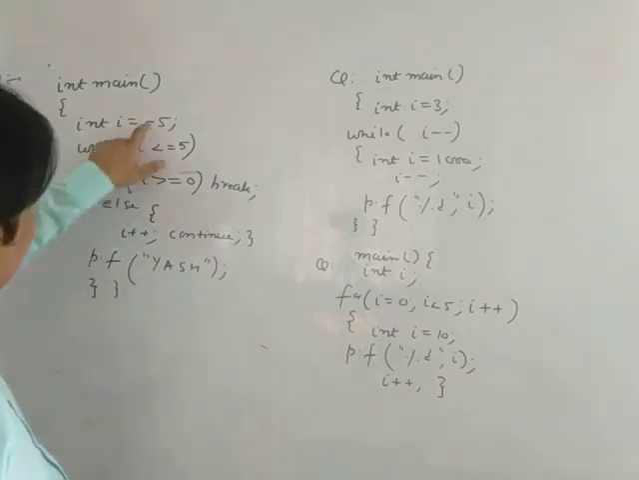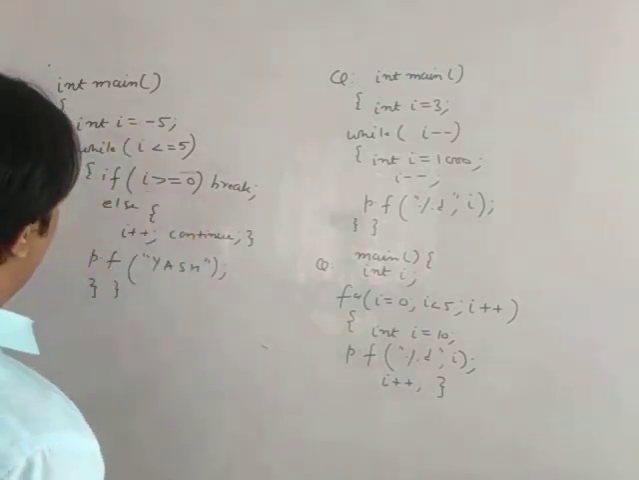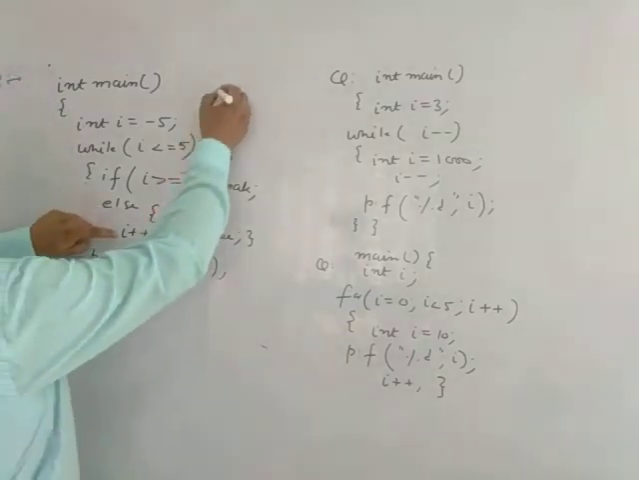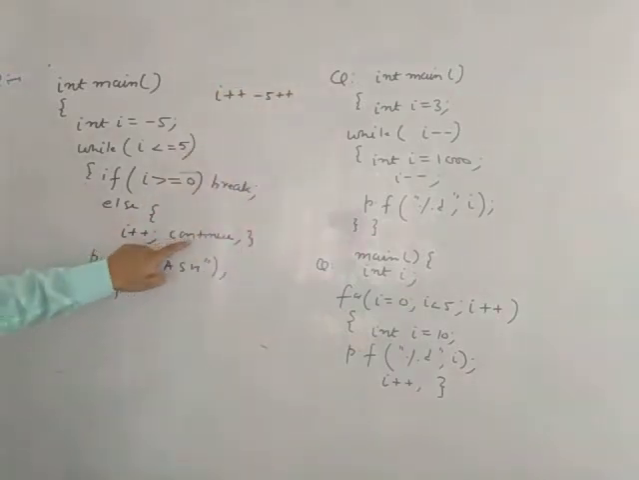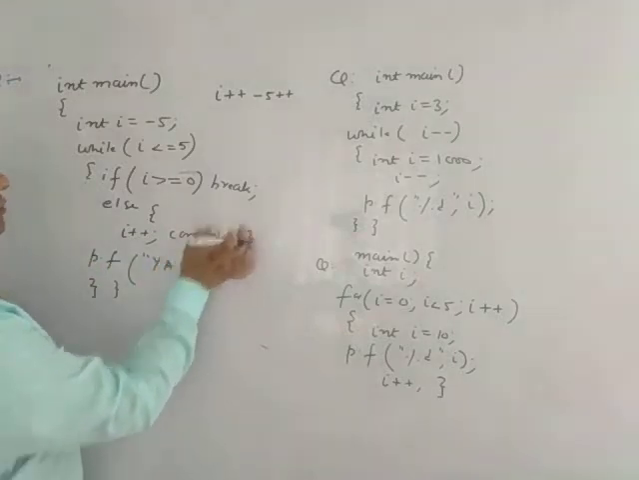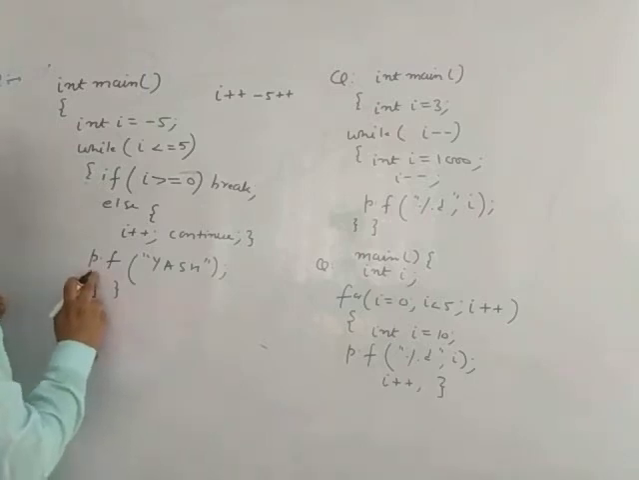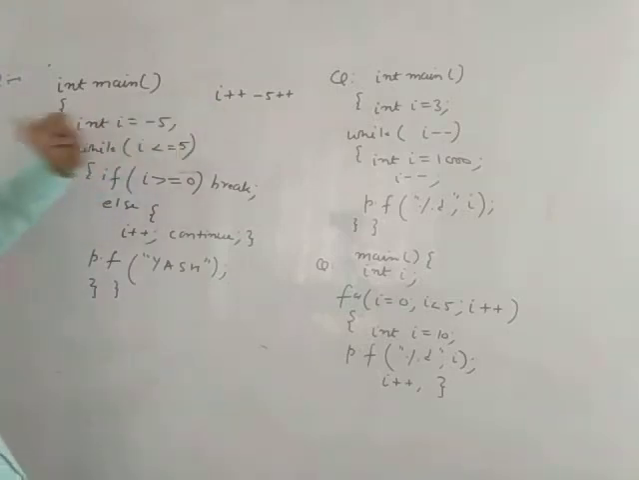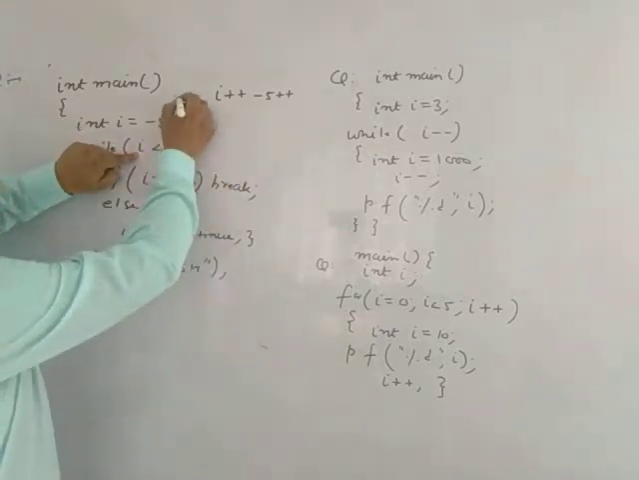So if i is minus 5, then minus 5 greater than or equal to 0, your condition is false, right? So again you will go to the else part and i plus plus, so it is minus 5 plus plus, right? So then continue. So what does continue do? Continue takes the control back to the loop, right? So this print won't get a chance to evaluate as of now, because of continue you again go to the loop. So you have incremented i one time. So when you again come here, because of this i plus plus, this time your i is minus 4.